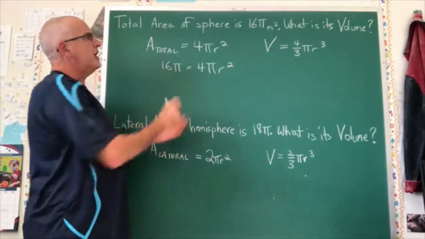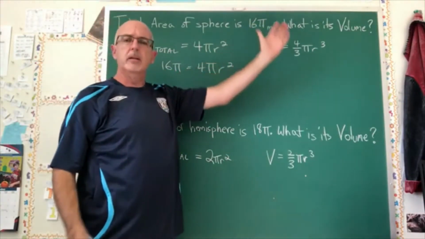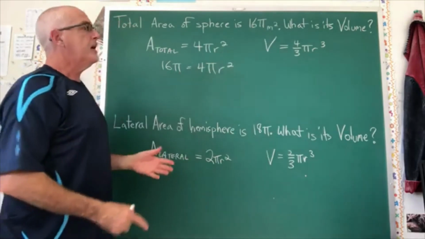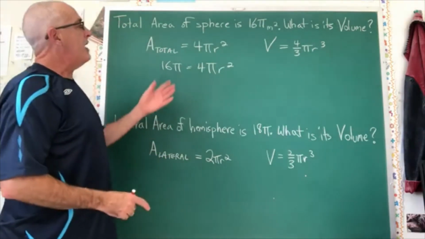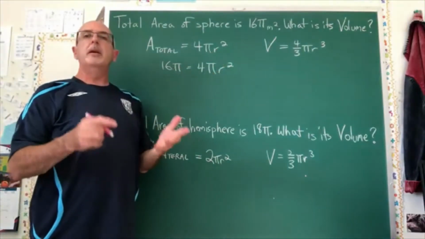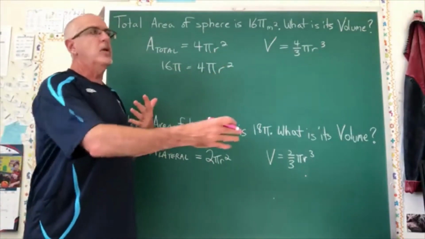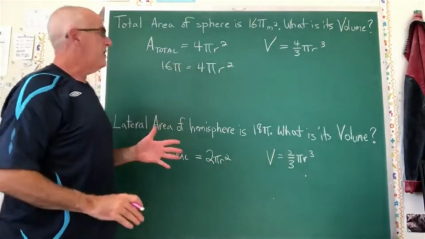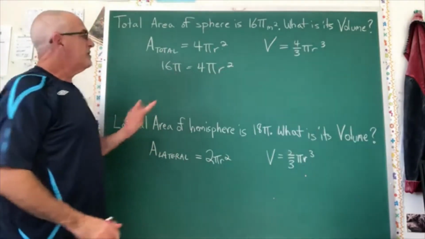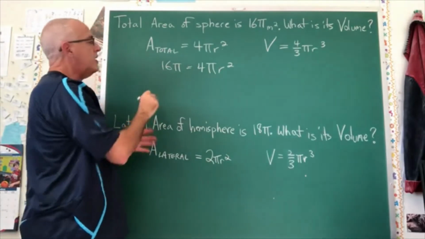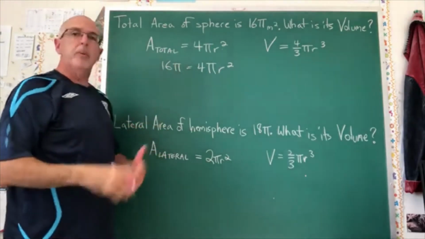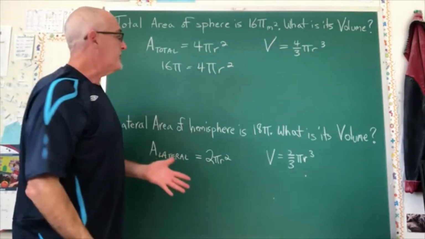Now, why did I give it as 16 pi instead of some decimal? Because having that decimal would have required rounding, and that would have made my radius give me a decimal that is close to the real radius, but not right on. But there's another reason: to show the student not to be afraid of pi, not to always immediately replace it with 3.14 or 3.1416.